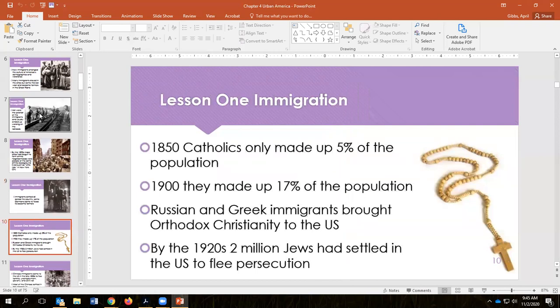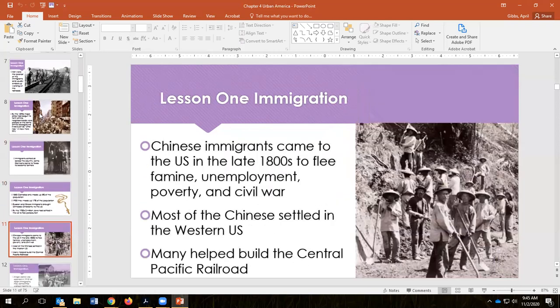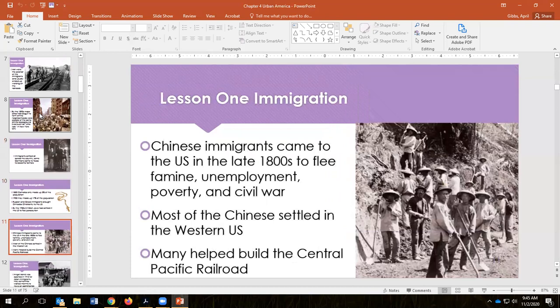In 1850, Catholics made up only 5% of the population. By 1900, they made up 17%. Russian and Greek immigrants brought Orthodox Christianity to the United States. By the 1920s, 2 million Jews had settled in the United States to flee persecution. Chinese immigrants came to the U.S. in the late 1800s to flee famine, unemployment, poverty, and civil war. Most of the Chinese settled in the western United States, and many helped build the Central Pacific Railroad.